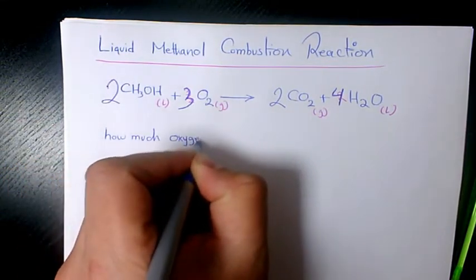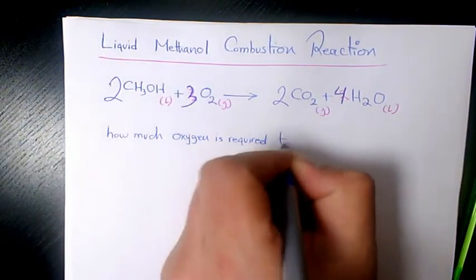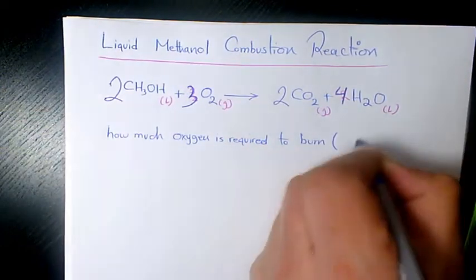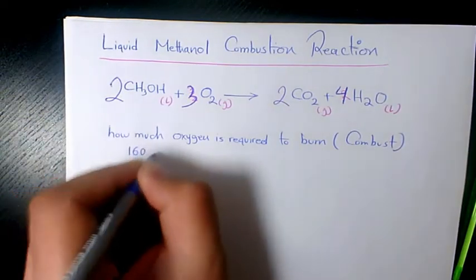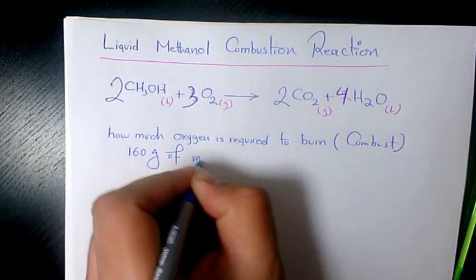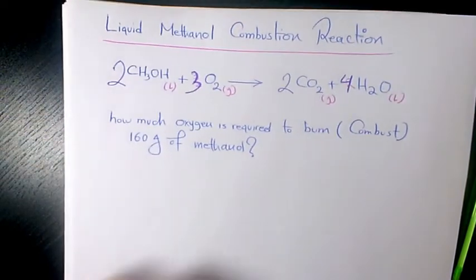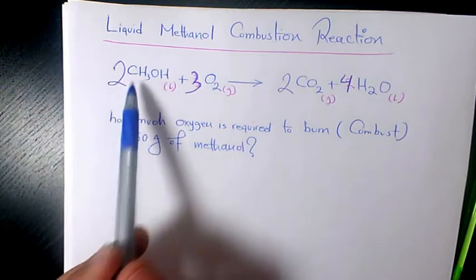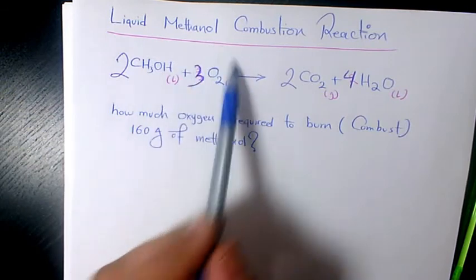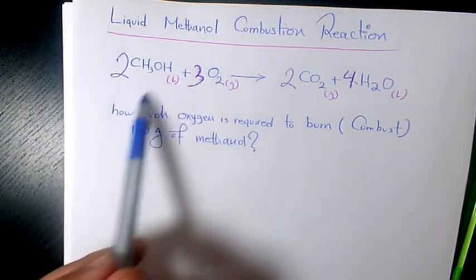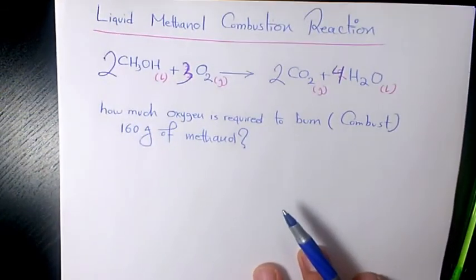Now somebody can ask you, how much oxygen is required to burn or to combust 160 grams of methanol? Since it's balanced, we know for every 2 moles of methanol we need 3 moles of oxygen, or per 1 mole of methanol we need 1.5 moles of oxygen for complete combustion.